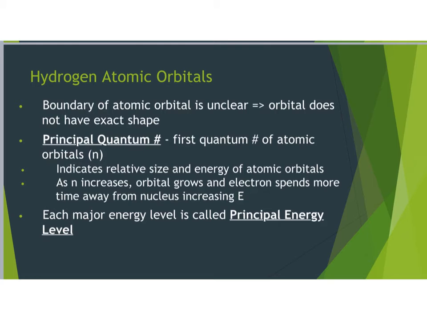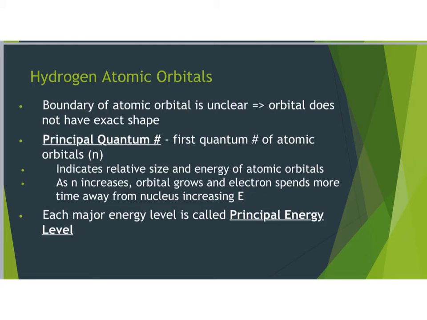What the principal quantum number does is indicate the relative size and the energy level of atomic orbitals. As n increases, the orbital is going to grow, and the electrons are going to spend more time away from the nucleus, which means it's increasing in energy.